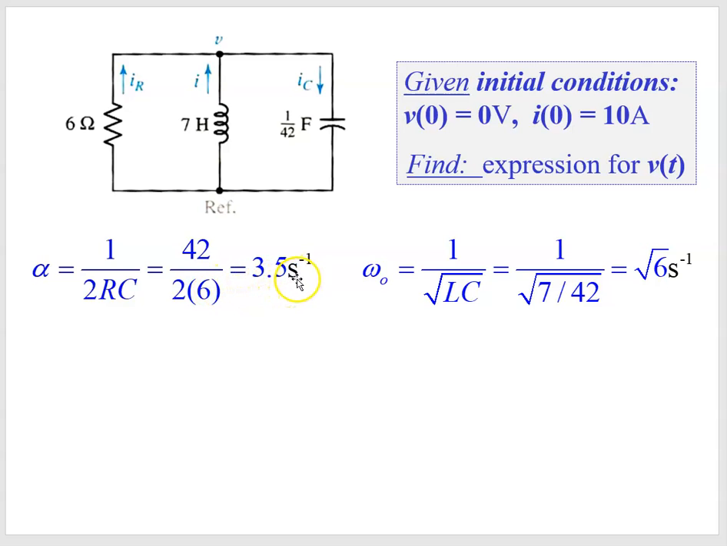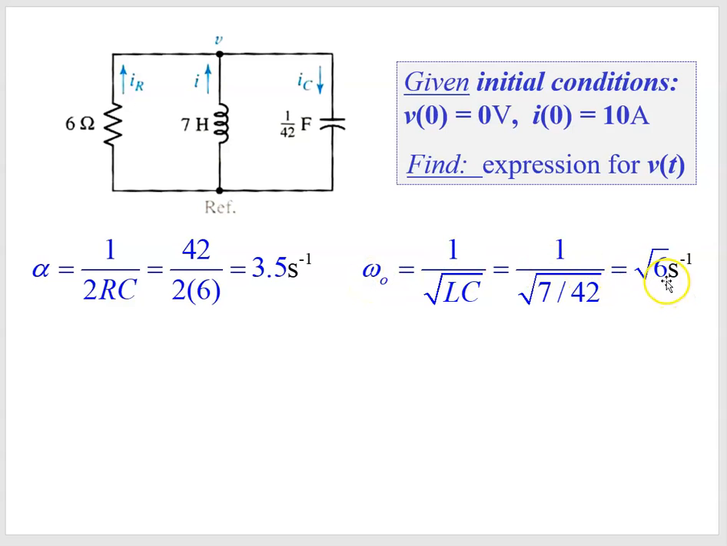So that's like a frequency per second. For omega naught, that's always 1 over the square root of LC, and that's the square root of 6 per second. And this is actually a radian frequency, so we would call it radians per second. But what we want to do now is take a look at both alpha and omega naught and see how they relate to each other.